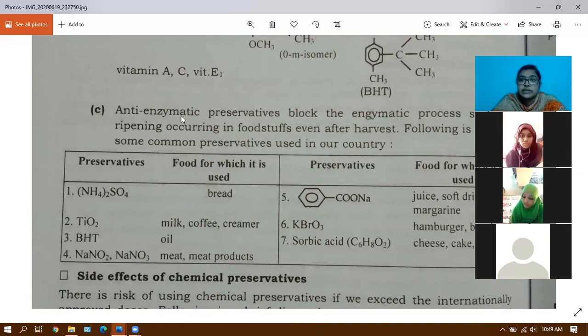Anti-enzymatic preservatives. These preservatives block the enzymatic process, such as ripening occurring in foodstuff, even after harvest.